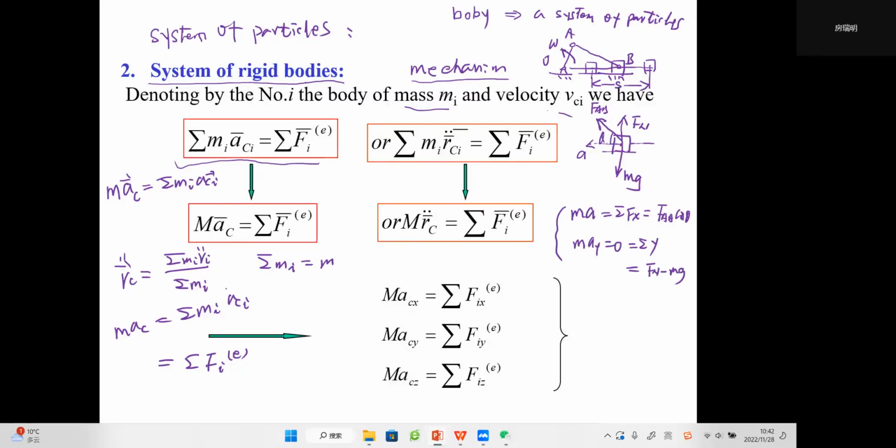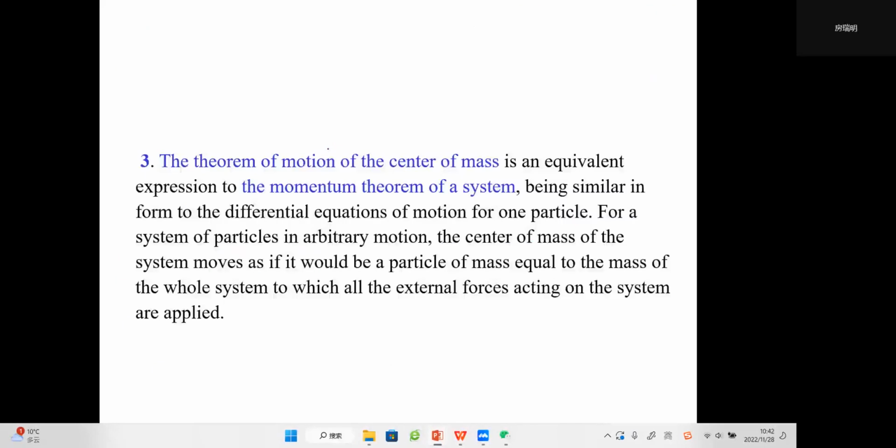Actually, today we are going to talk about maybe 2 or 3 examples to show you guys how to use this theorem to tackle some problems, right? So let's read this paragraph on this page. The theorem of motion of the center of mass, in English, to denote this is very complicated. We should use a lot of English words, but in Chinese, we can just use 质心运动定理.